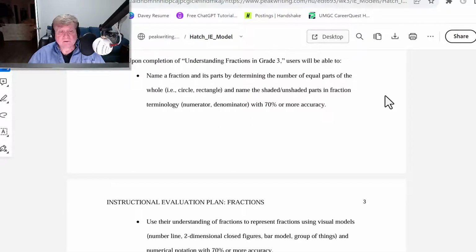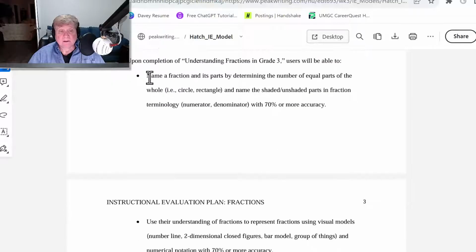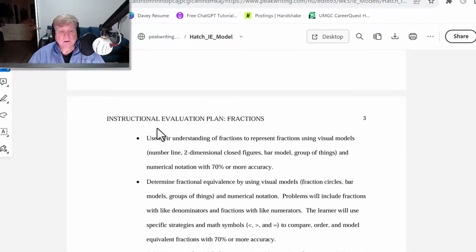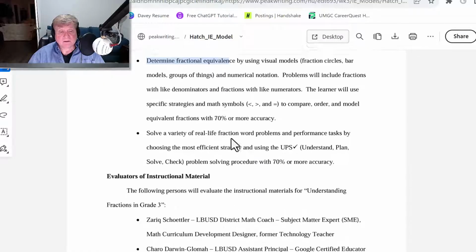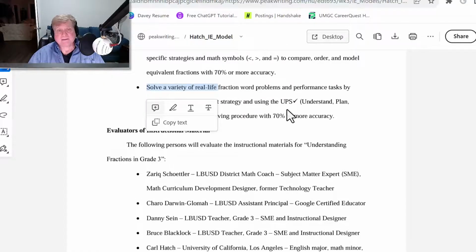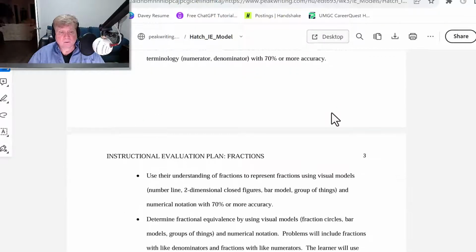Then you state your instructional goal. Please state it as you've been taught to state it. Upon satisfactory completion of blah blah, users will be able to. And then you have the 3 goals, each of which begins with an active verb. Name a fraction, use their understanding, determine fractional equivalence, solve a variety. So make sure that your instructional goals are phrased in that active verb format.